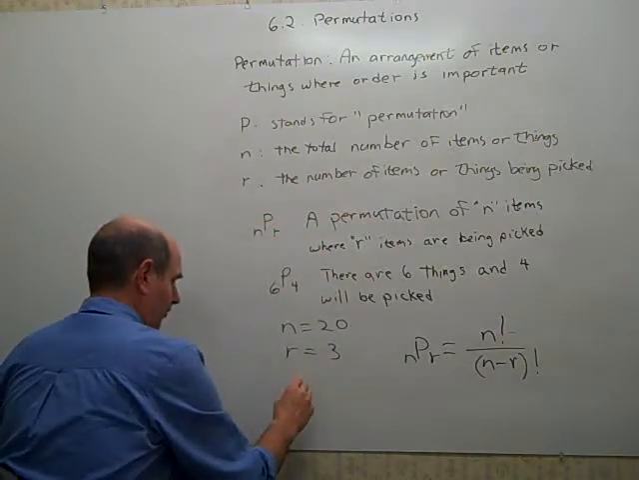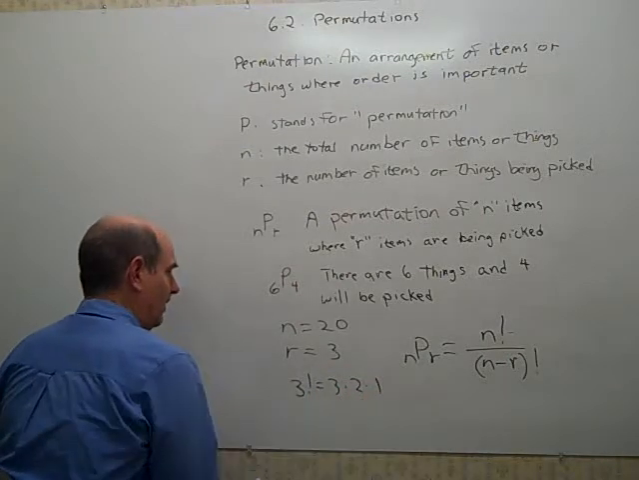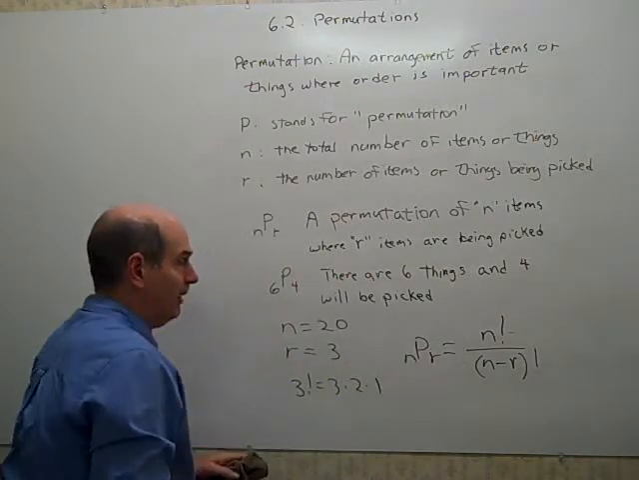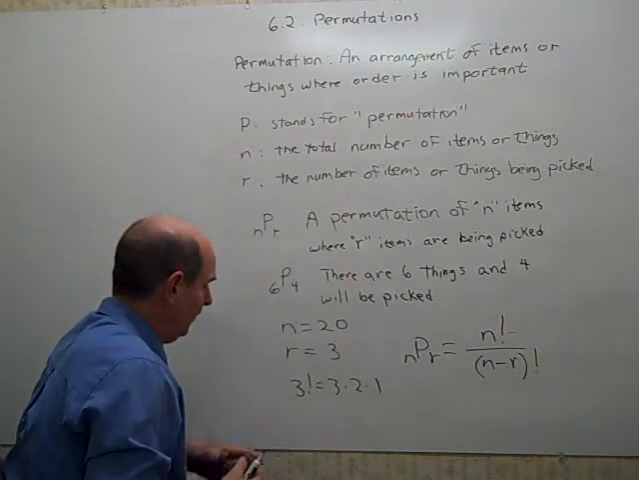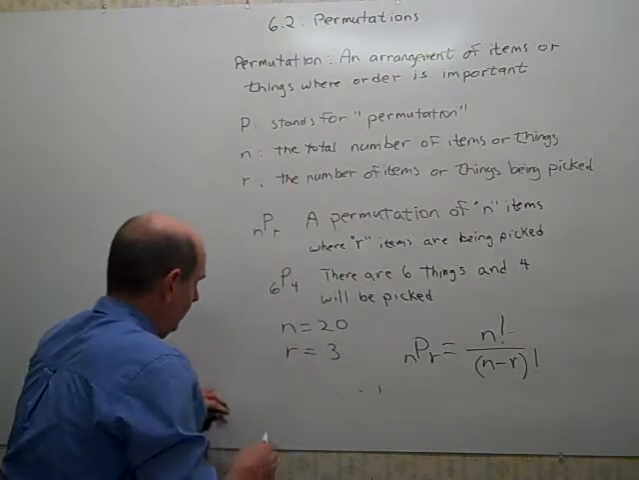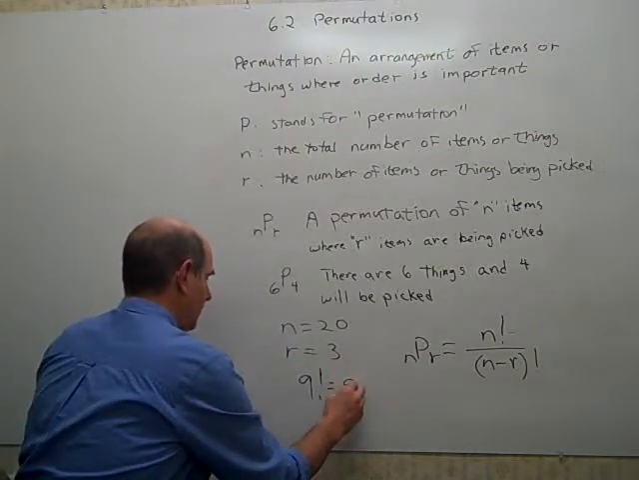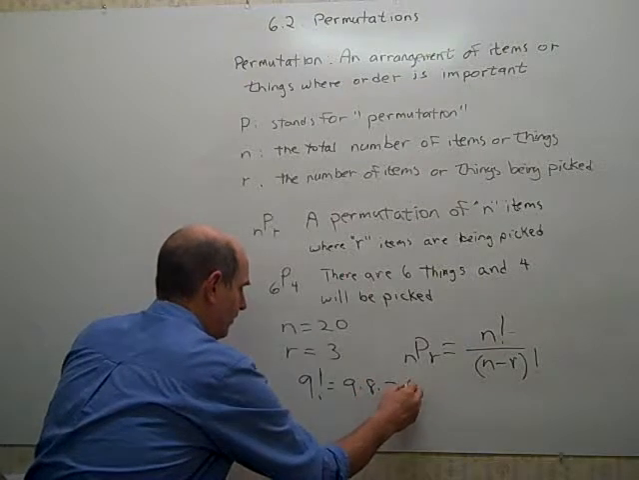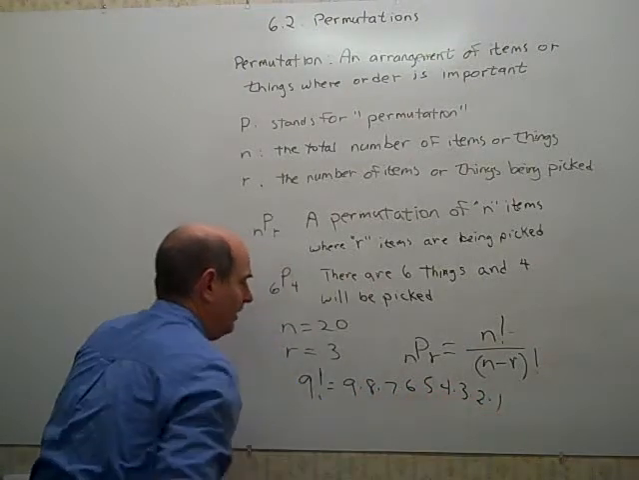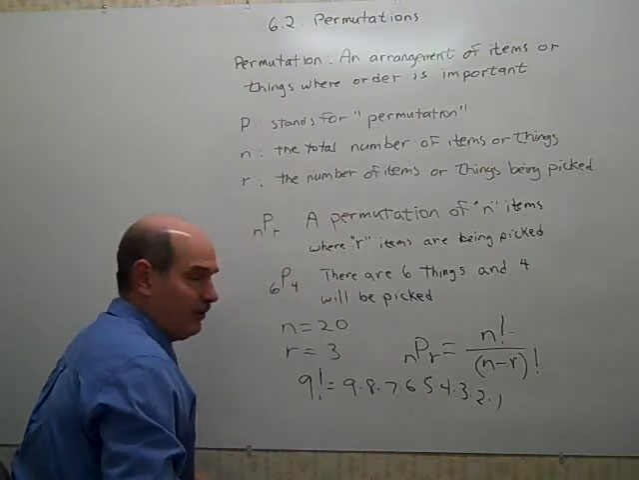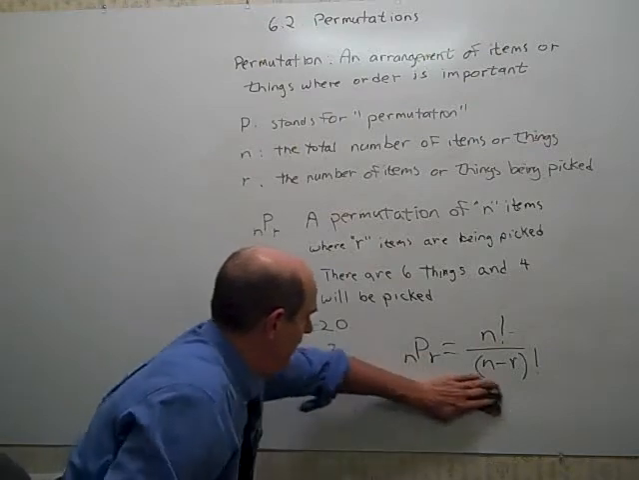Factorial is just, if we use a simple example, 3 factorial would be 3 times 2 times 1. So you start with n, then you multiply by n minus 1, then n minus 2, then n minus 3, until you get down to 1. So 9 factorial would be 9 times 8 times 7 times 6 times 5 times 4 times 3 times 2 times 1. And of course you don't have to put the times 1 there because it won't change the product. But that's what factorial means.